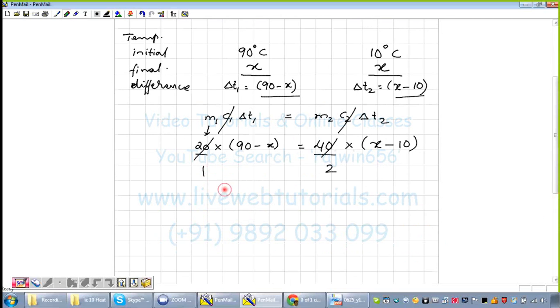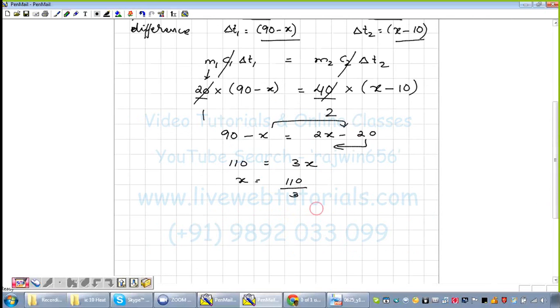So this is going to become 90 minus X equals 2X minus 20. This X will come here. So 110 equals 3X. So it is 36.67. This is the final temperature of the mixture. So these kind of numericals will be there.